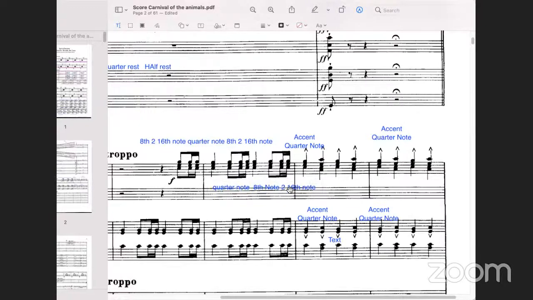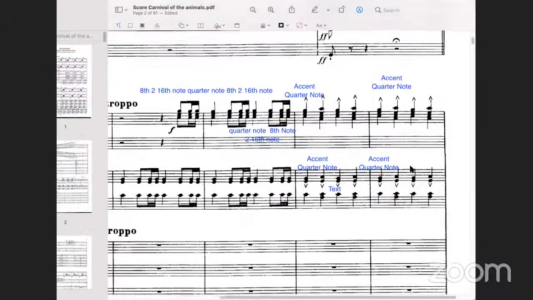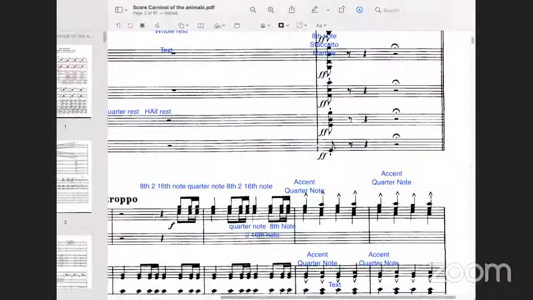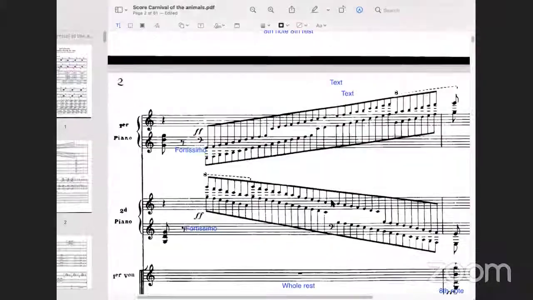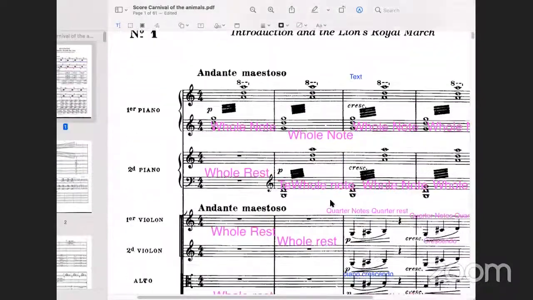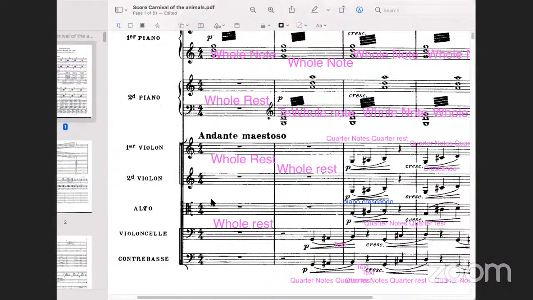Okay. So here's quarter note, eighth note, 2/16 note. And the quarter note with accent. All those notes with the accent. So now let's listen. So you write here, I do not write all, but you write whole rest here, okay?